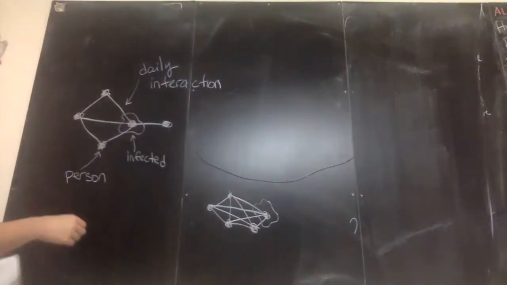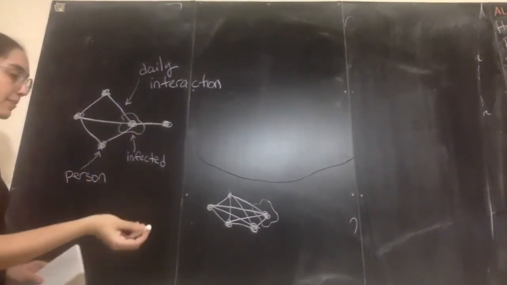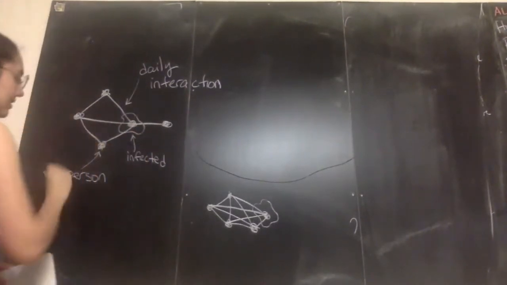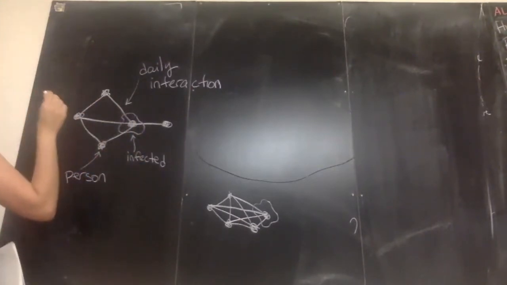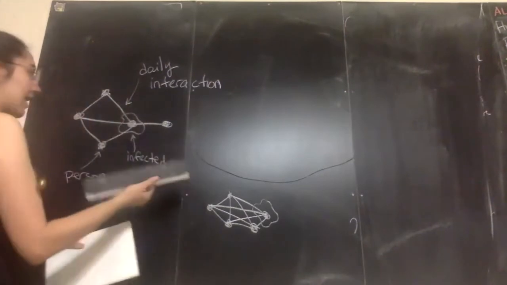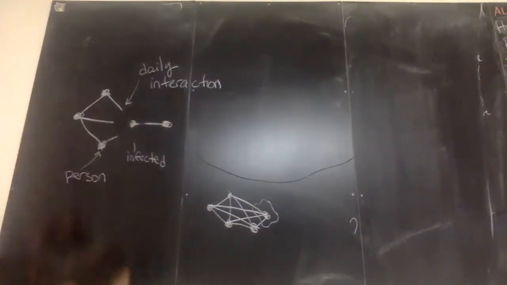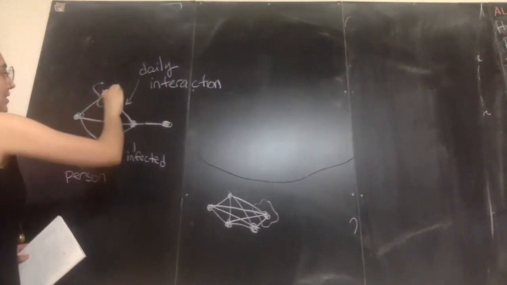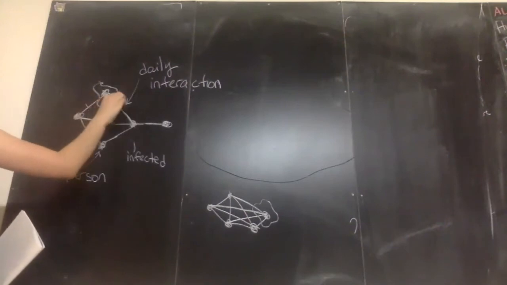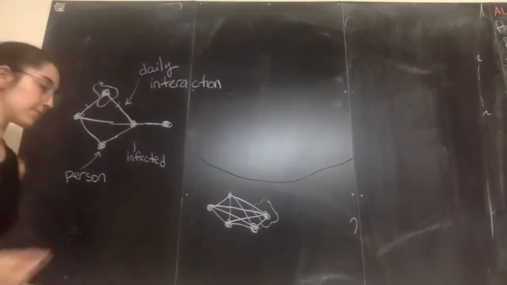So we're saying that this infected person can only infect the people that they're connected to, right? And these are examples where this person's connected to everybody. But what if instead it was this person, right? Then only these two people are at risk of getting the infection.